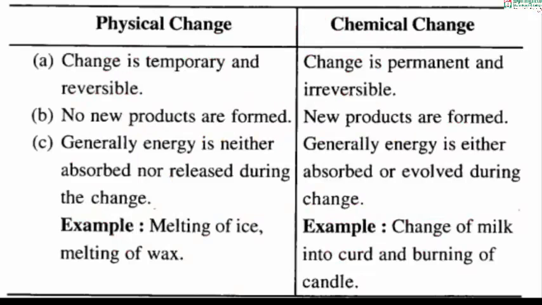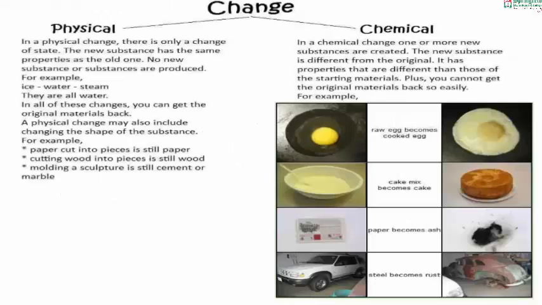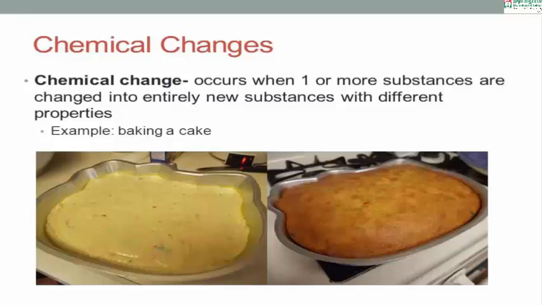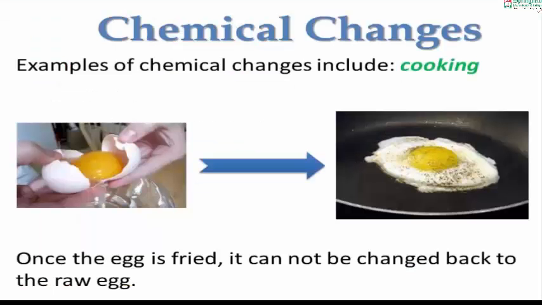So the change which is difficult to reverse is called a chemical change, and the change which is easy to reverse is called a physical change. In the physical change we have no new substances, but in the chemical change we have new substances. In our daily life we see salads. Salads are examples of mixtures. We can separate them easily. And we see the baking of a cake, we see cooking. Both of these are chemical changes because we cannot reverse them into their original form.